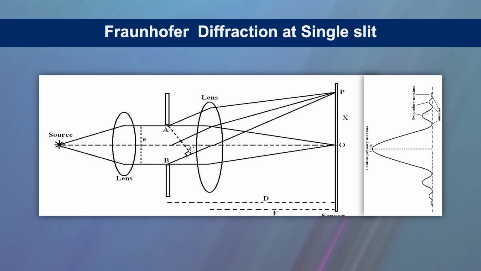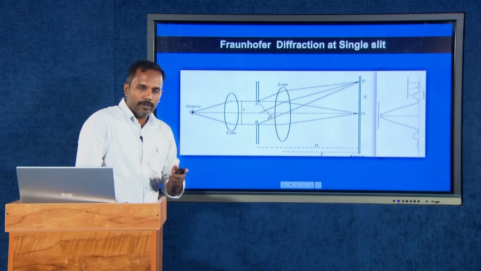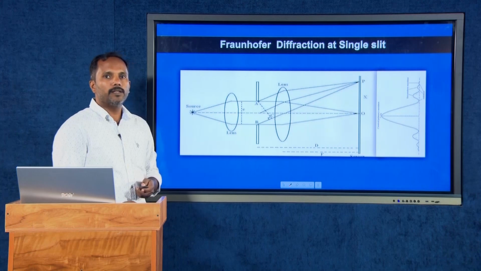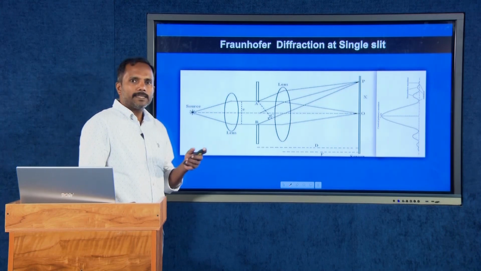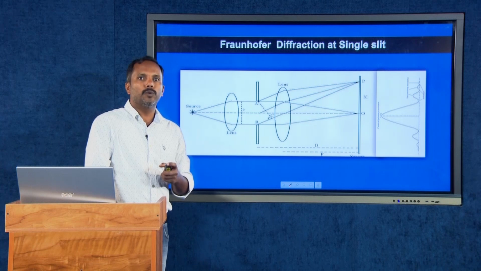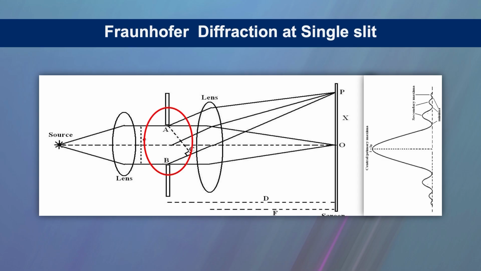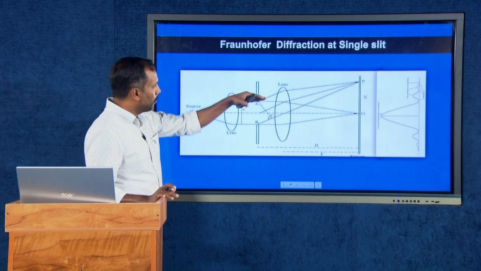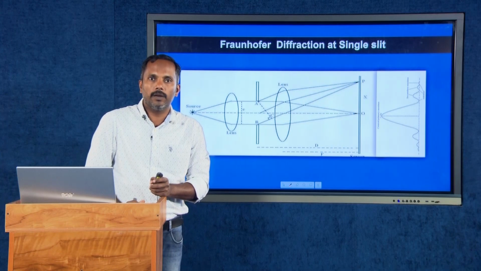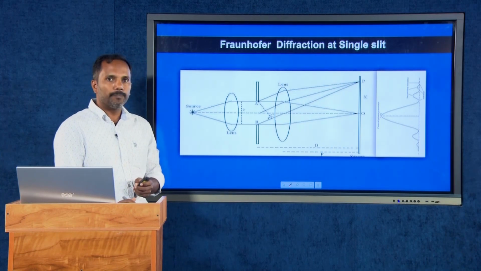Now, we will discuss diffraction at a single slit, which is our point of discussion. Let us consider the arrangement as shown in the figure. We are considering Fraunhofer diffraction by a single slit. A slit is a rectangular aperture whose length is large compared to its breadth. We are considering AB as the slit, which is perpendicular to the screen.